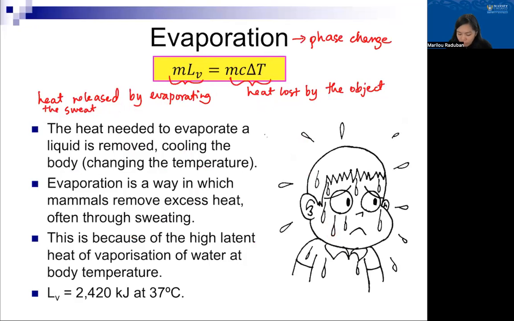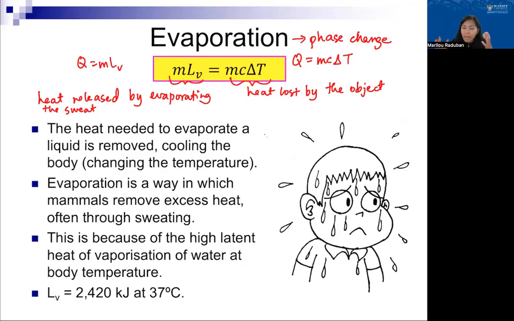We've seen those two equations: Q equals mL for phase change and Q equals mc delta T. So you have Q equals mL for evaporation and Q equals mc delta T for the change in temperature. It's the same amount of heat, because the heat used to evaporate the sweat is the same amount of heat that results in the change in temperature. And because Q is the same, we can therefore say that mL is equal to mc delta T. Right.